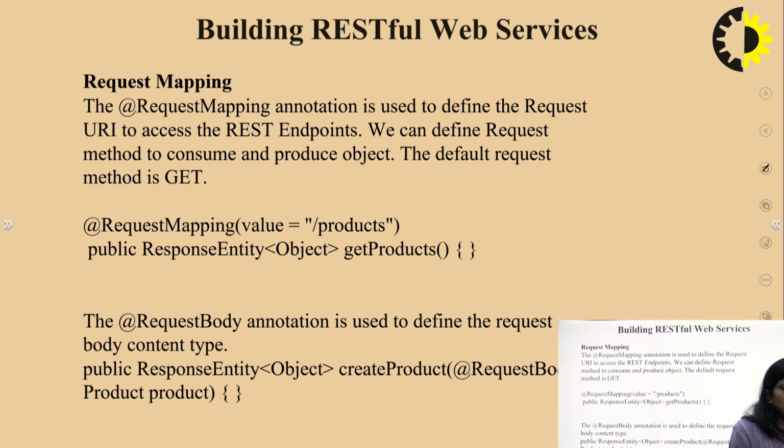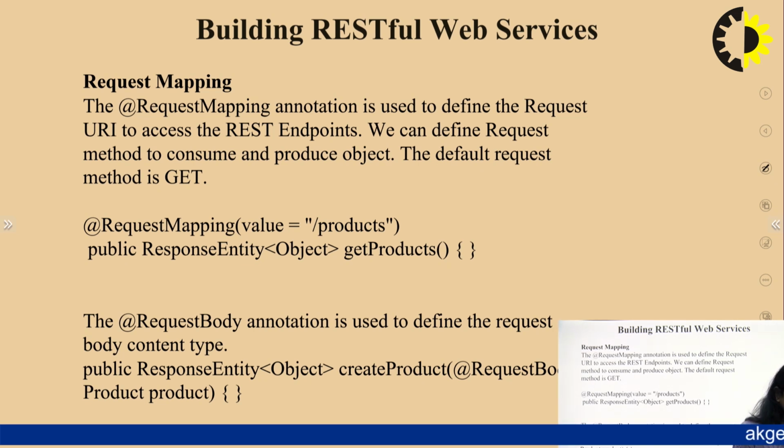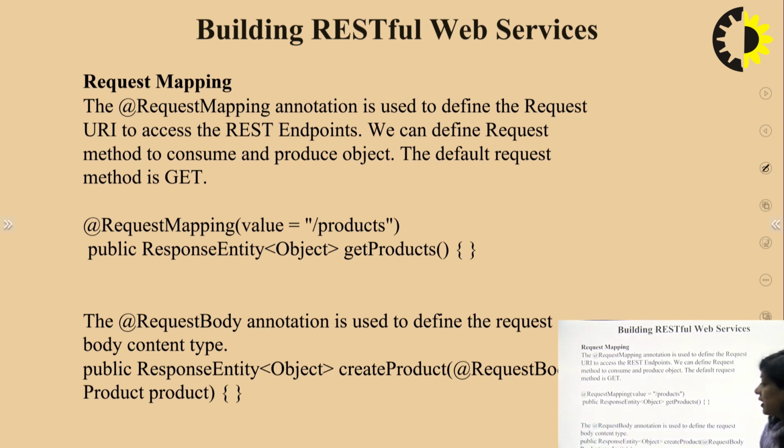Next is request mapping. The @RequestMapping annotation is used to define the request URI to access the REST endpoints. We can also define the request method to consume and produce objects. The default request method is GET. So @RequestMapping(value = "/products"), and public ResponseEntity<Object> getProduct. The @RequestBody annotation is used to define the request body content type. The syntax is public ResponseEntity<Object> createProduct(@RequestBody Product product).